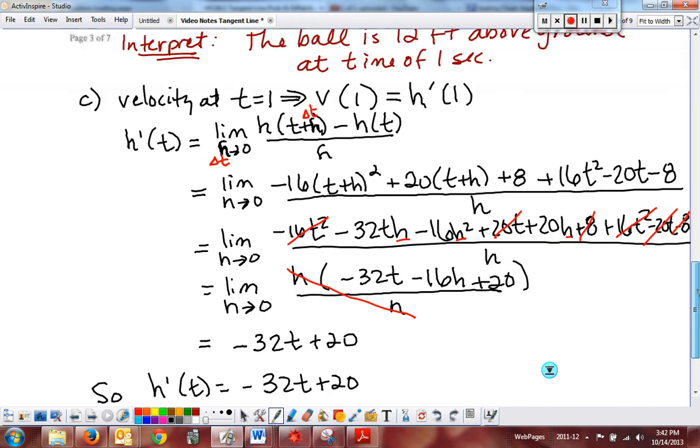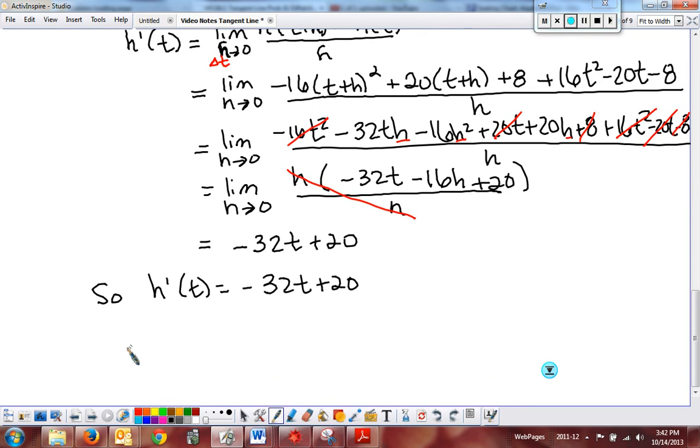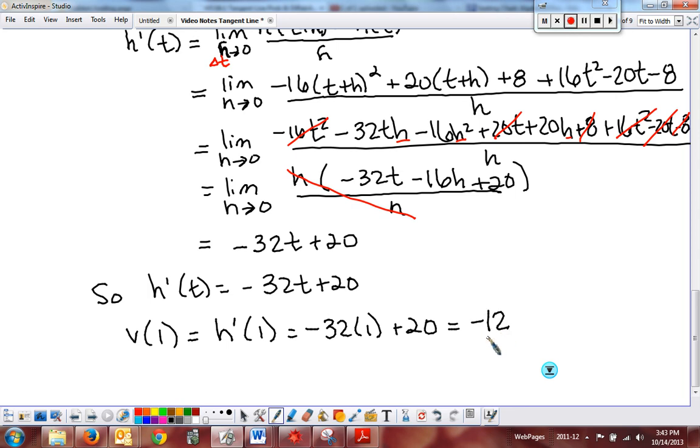Now, remember, what we're trying to find in this part C is what the velocity at 1 is, and v of 1 is h prime of 1. So in this problem, we're basically going to do negative 32 times 1 plus 20, which is going to give me my negative 12. And again, we're not done. We're finding an application problem. What are the units? Well, this is still a velocity, which is change in your position or change in your height over your change in time. The fact that it's instantaneous does not affect me at all in terms of the units. It's still going to be in units of feet per second.